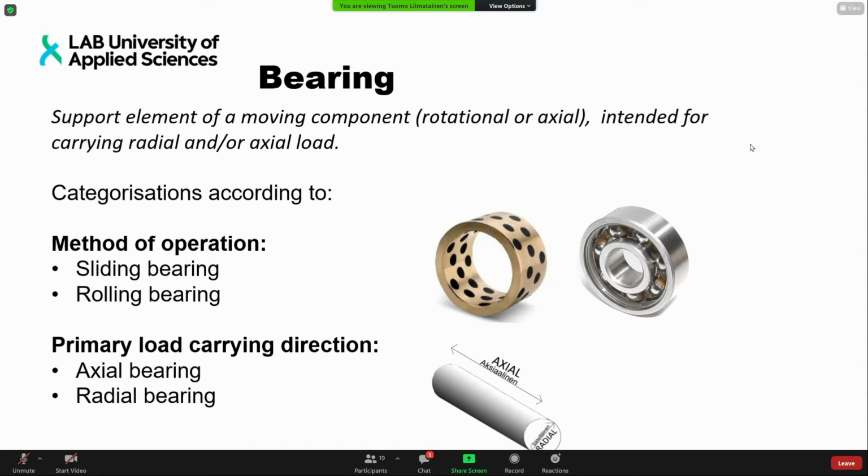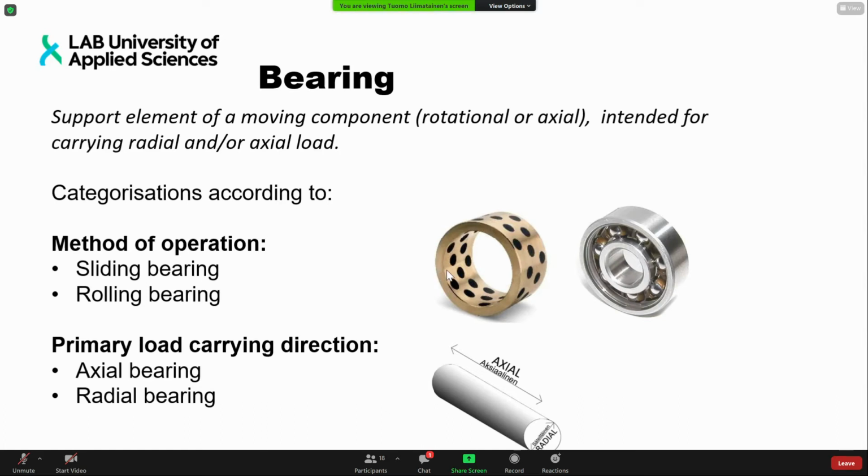Another possible way of categorizing bearings is to consider the primary load carrying direction. So sometimes in certain bearing types, it's normal to speak about axial bearings or radial bearings. And those refer to the prime load bearing direction. So our bearing might be a radial bearing, like this sleeve over here, which carries load in the radial direction, but this bearing does not carry load in the axial direction.